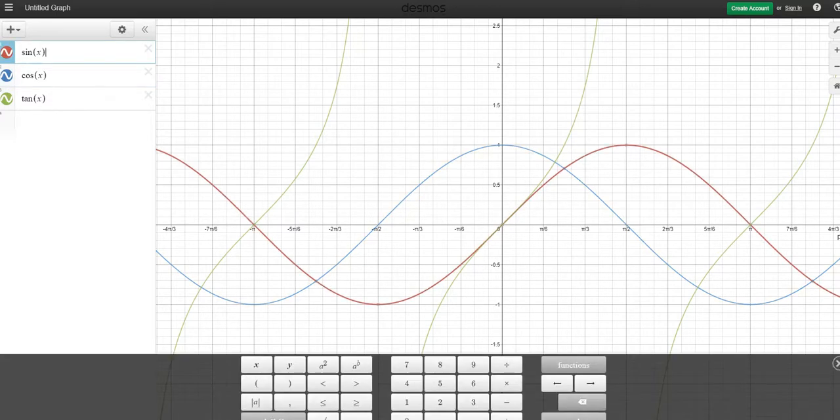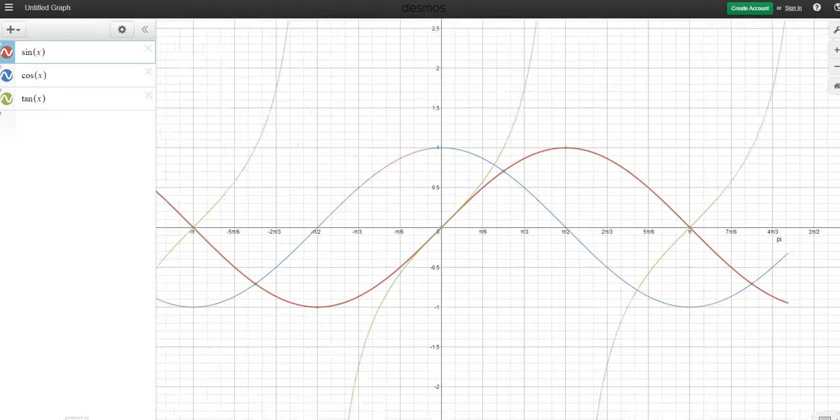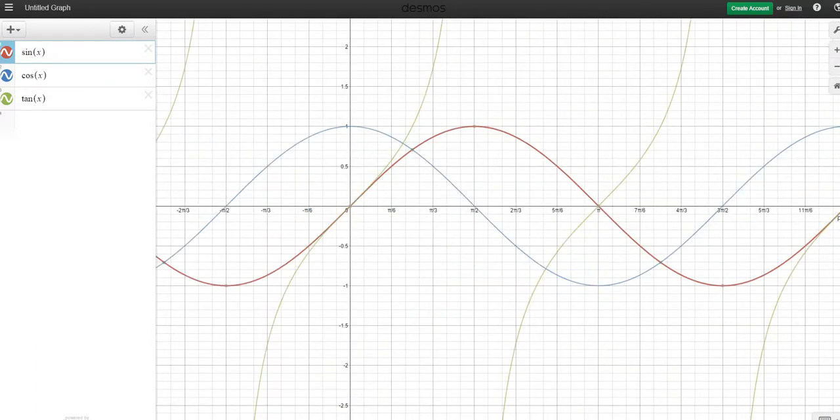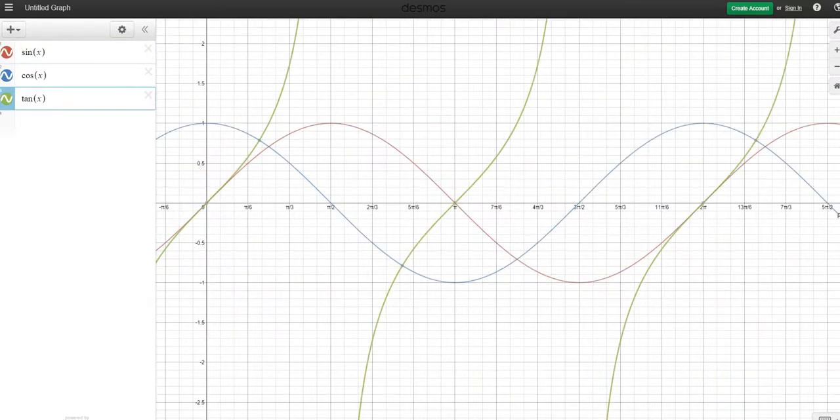Notice that sine passes by the point 0, and it will only be considered a complete cycle at 2 pi. And the same case holds true for cosine, because it will only be considered a complete cycle once it passes 2 pi as well.